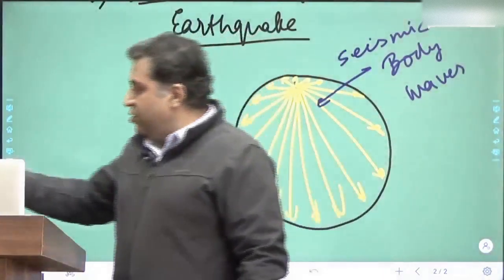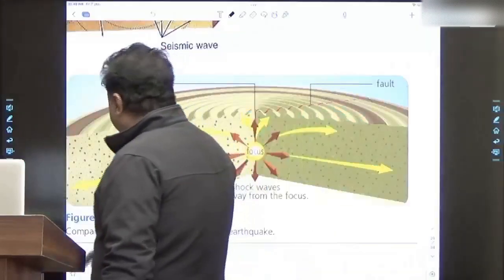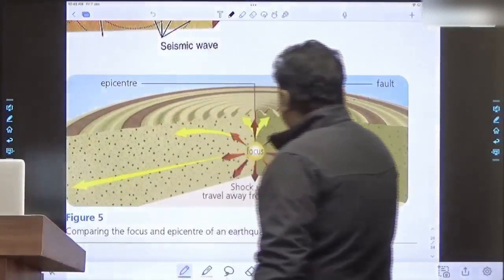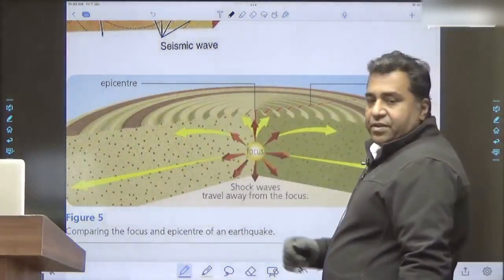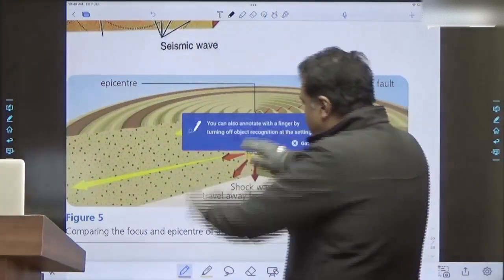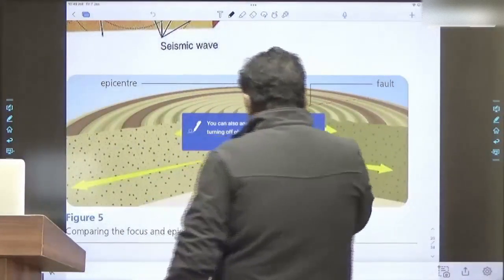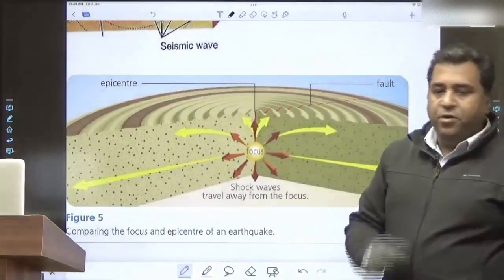If you see in this diagram, from the focus, these yellow and other colored lines that are traveling are the seismic body waves which are traveling inside the body. They are first traveling in the body of the earth. Below also, you can imagine the whole thing very big. They are traveling from here in all directions in the body. So we call them the seismic body waves.